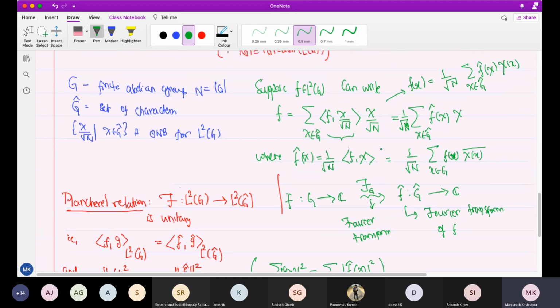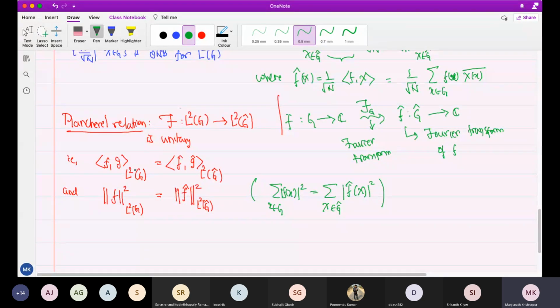So, a summary of what we have done so far. For a finite abelian group, we have a full set of characters which form an orthonormal basis for L2 of G after scaling by root n. Therefore, functions on the group can be expanded in the scaled characters, and the coefficients are what we call Fourier coefficients, and this naturally gives the Plancherel relation. Okay, that much we have done.